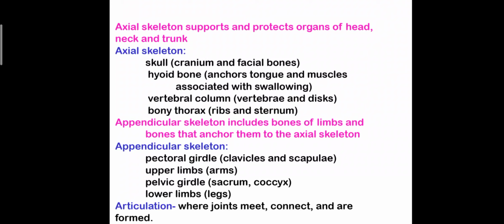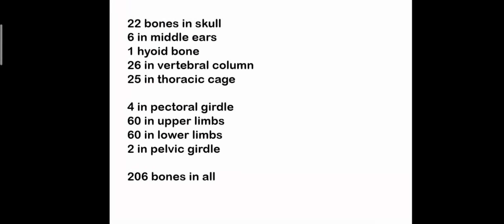Articulation is where joints meet, connect, and are formed. 22 bones in skull, 6 in middle ears, 1 hyoid bone, 26 in the vertebral column, 25 in thoracic cage, 4 in pectoral girdle, 16 upper limbs, 16 lower limbs, 2 in pelvic girdle, 206 bones in all.